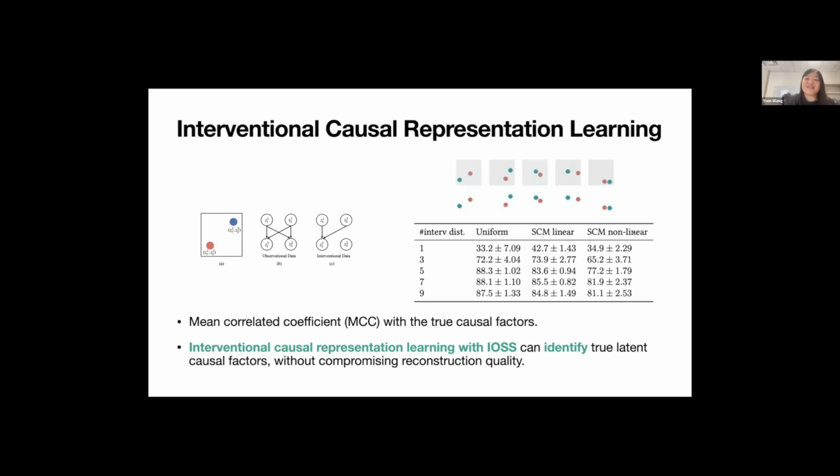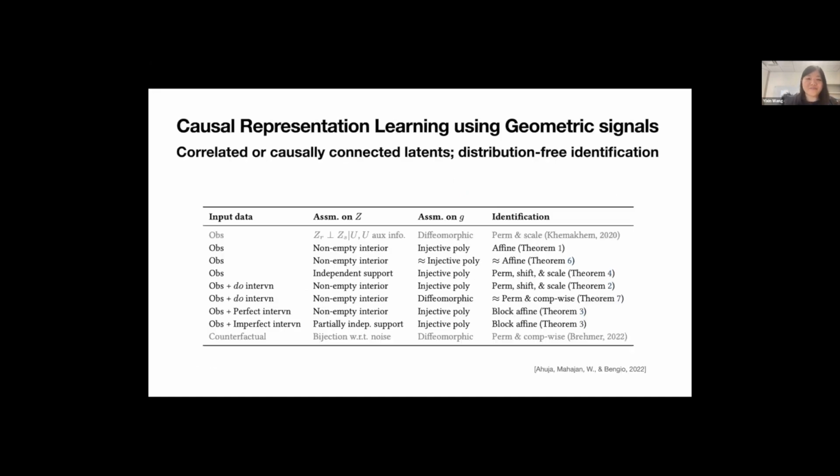All right. So we did this with the Boz example as it started off. And as we increase the number of intervention distributions, we see that this is MCC score, mean correlation coefficient, which assesses faithfulness to the true causal factors. We're able to identify the true latent causal factors without compromising reconstruction quality.